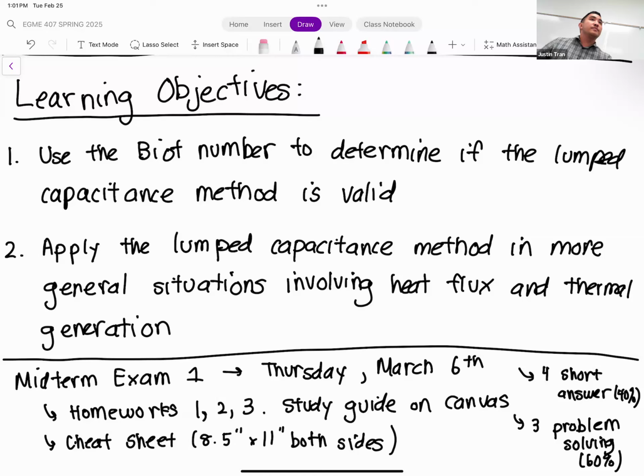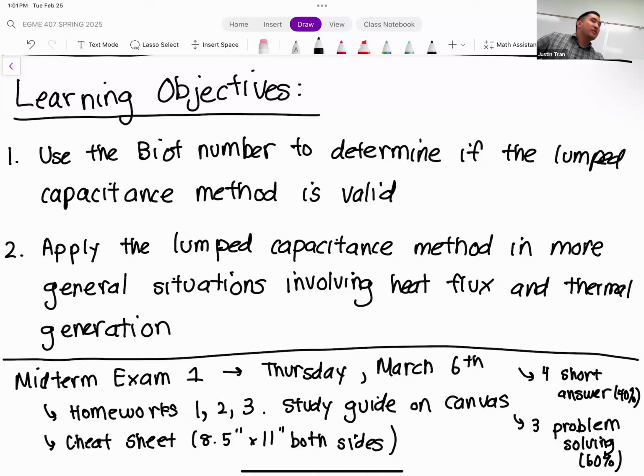Question, yes. The cheat sheet, anything you want or only? Anything you want. Yeah. Anything except for the answers to the exam, which would be very hard because I haven't written the exam yet. So unless you know the future, you can put anything that you want on the cheat sheet. Yep.